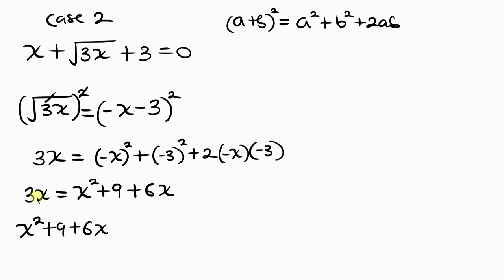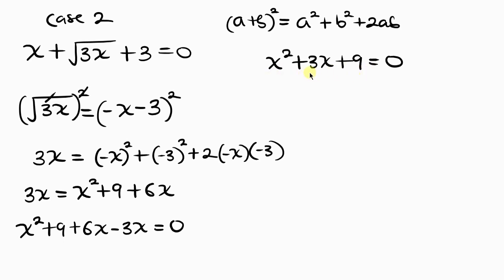So as 3x crosses to the right, it becomes minus 3x. And this is equal to, nothing is left on the left hand side, so this is equal to 0. So x squared, now 6x minus 3x is 3x, plus 9 equal to 0. So we have a quadratic equation to work with.